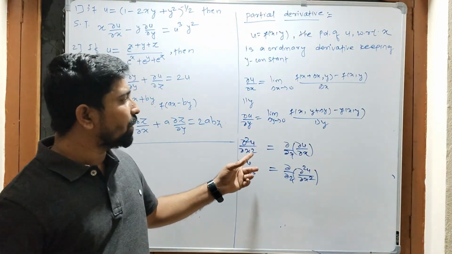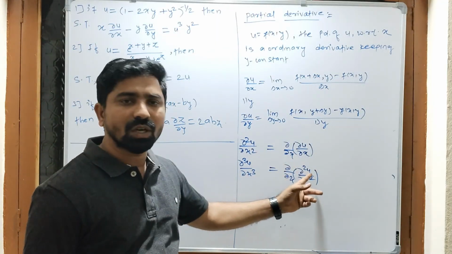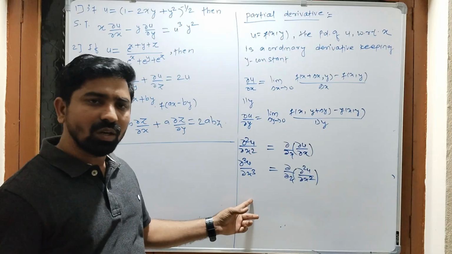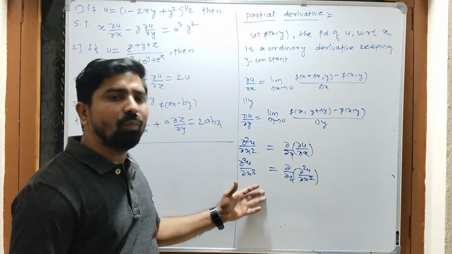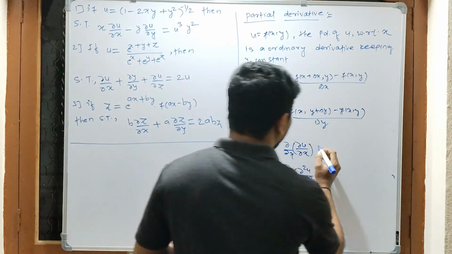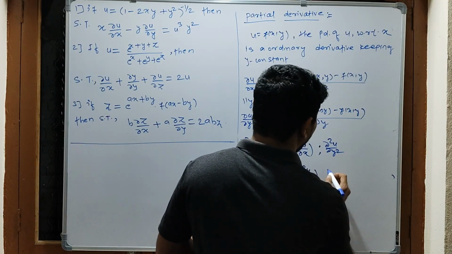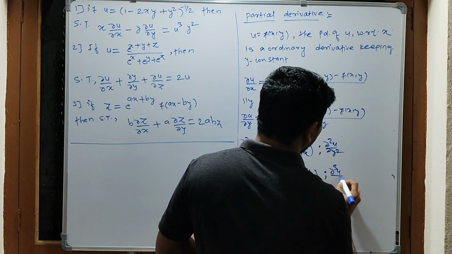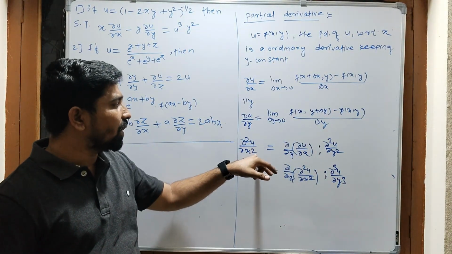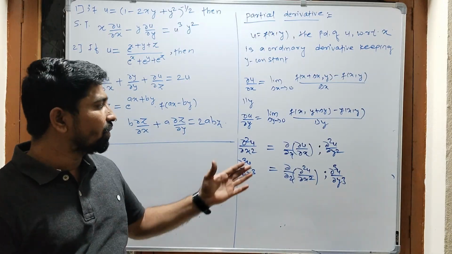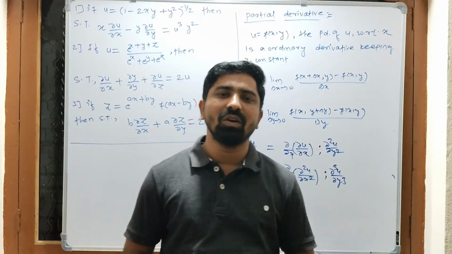So the second order partial derivative is obtained from the first order partial derivative. The third order partial derivative is obtained from the second order. In the same way, the fourth order is obtained from the third order, and the fifth order from the fourth order. Similarly, you can find the second order partial derivative of u with respect to y square and the third order partial derivative of u with respect to y. So this is my first order, this is my second order, and this is my third order partial derivative with respect to x, and this is my second order and this is my third order partial derivative with respect to y.